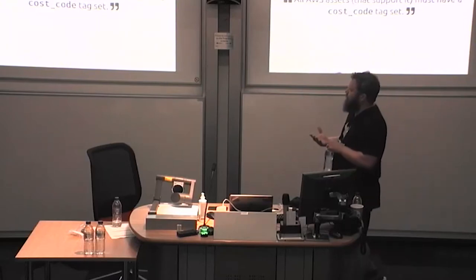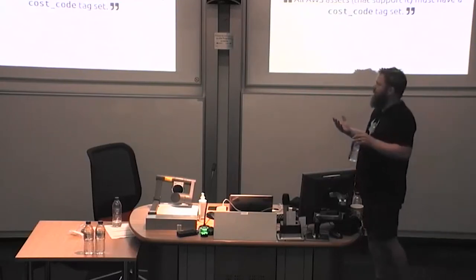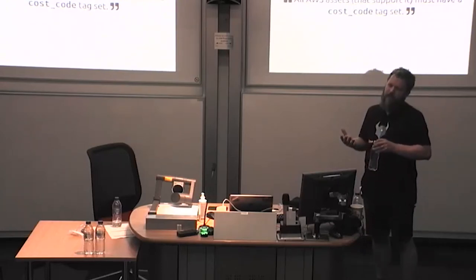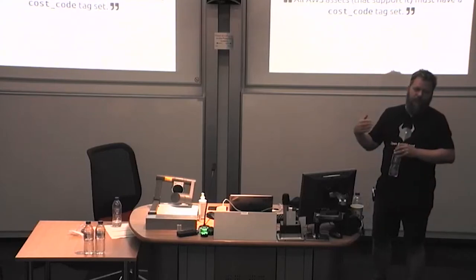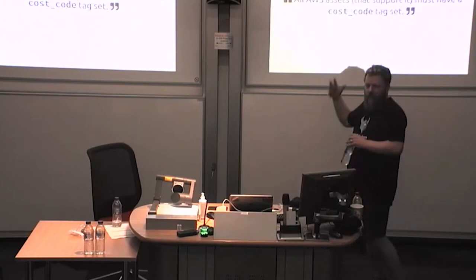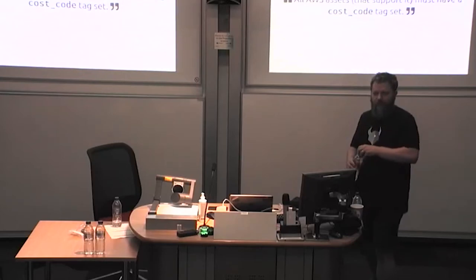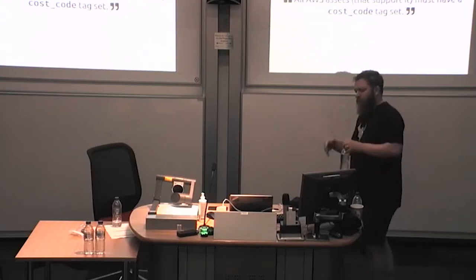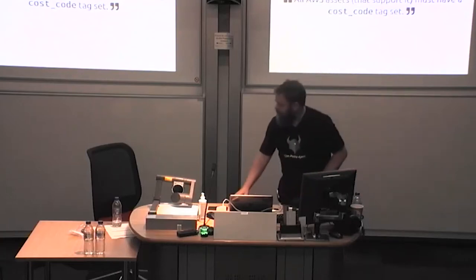So here's an example. All AWS assets must have cost code tags set. Not every asset in AWS supports tags, but for those that do, we've decided that everything should have a tag called cost code, and then our CFO, when he gets the cost report at the end of the month or something, can see where all the expenditure is attributed to.